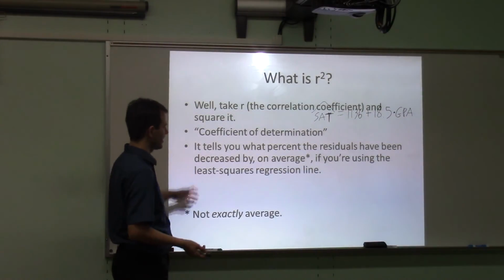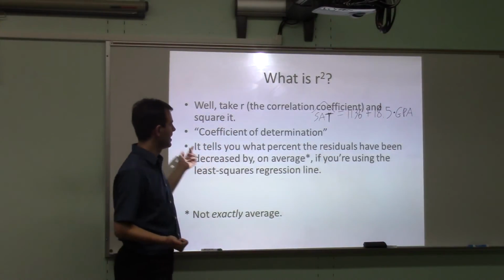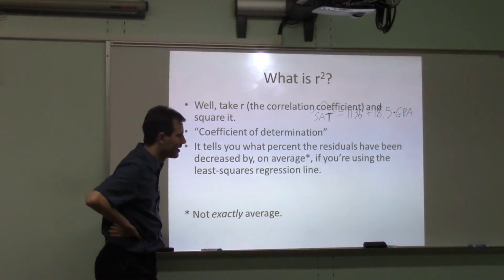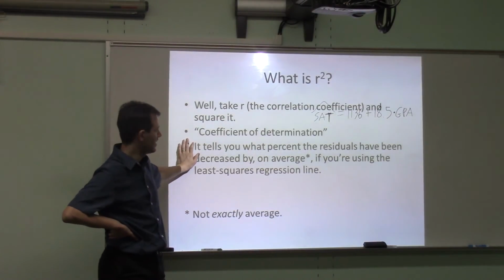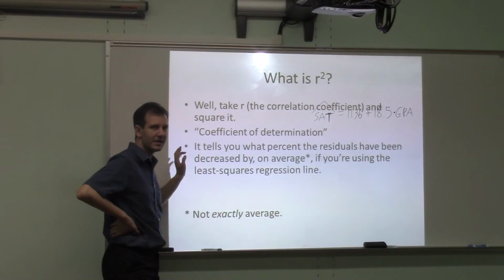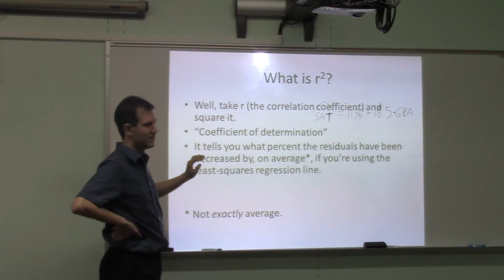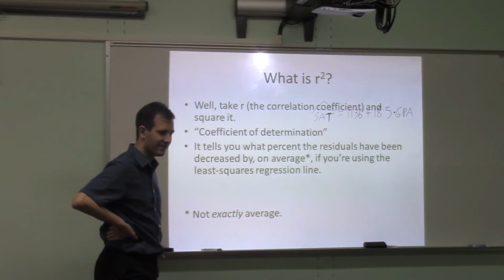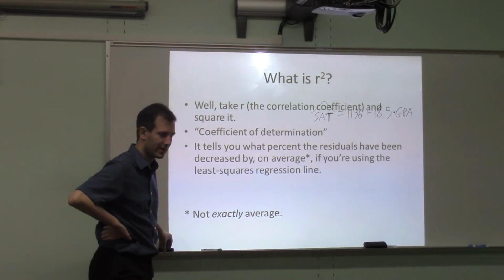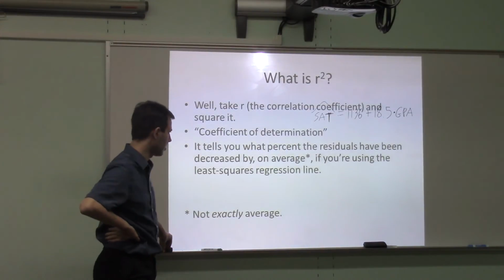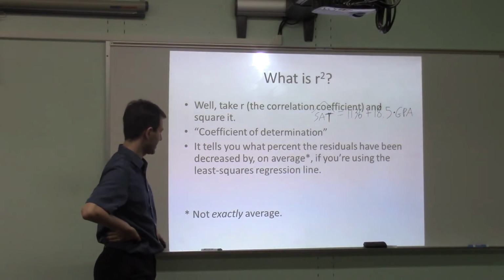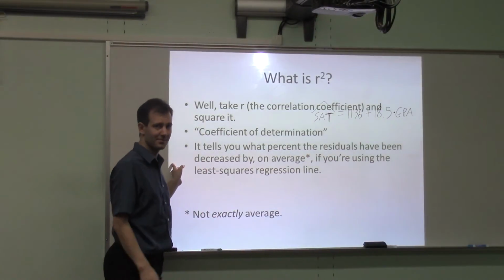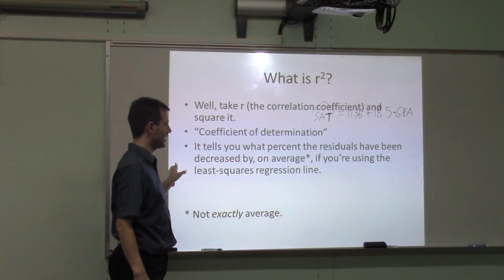What is R squared? Well, you take R, the correlation coefficient, and you square it. Woohoo! What you get is R squared, called the coefficient of determination. That wording won't come up. But what it basically tells you is what percent better your least squares line is than having no line at all. And I will explain that, and it's not exactly average. You've read the words? Now let me just explain on a picture.